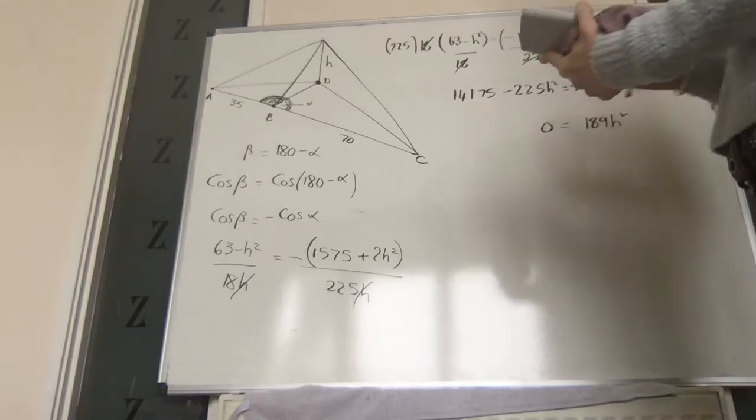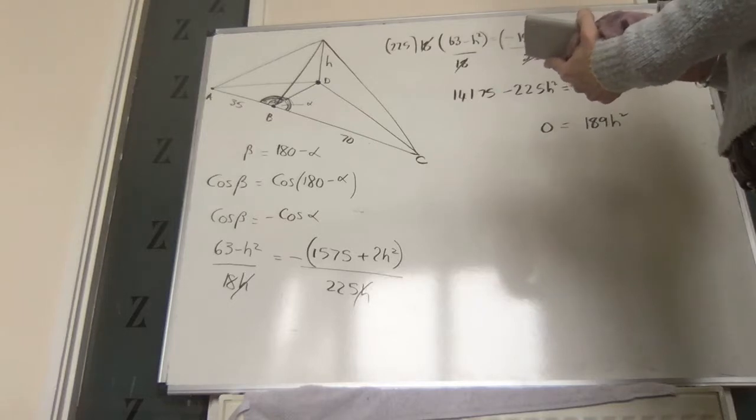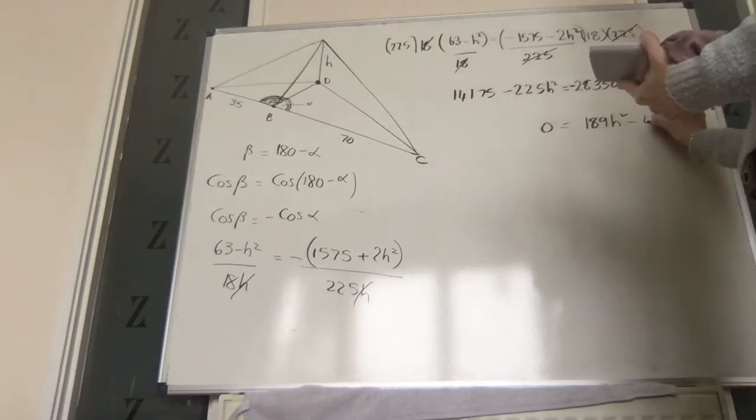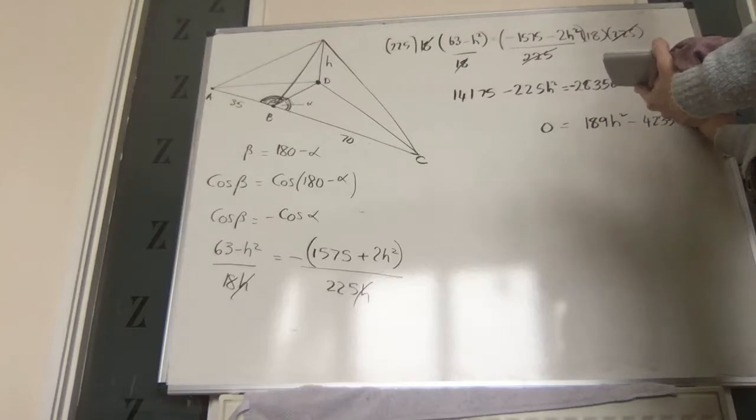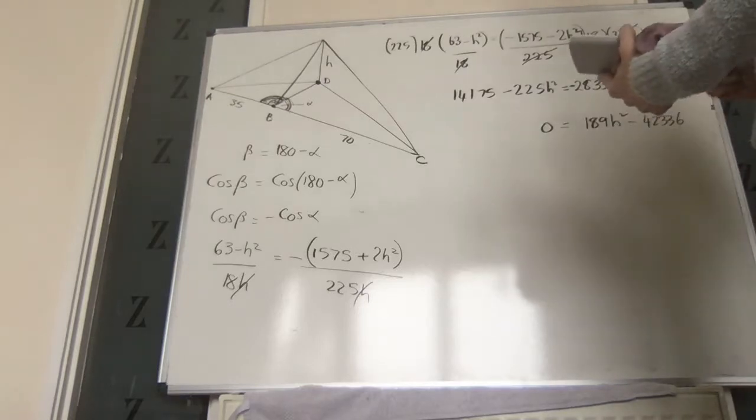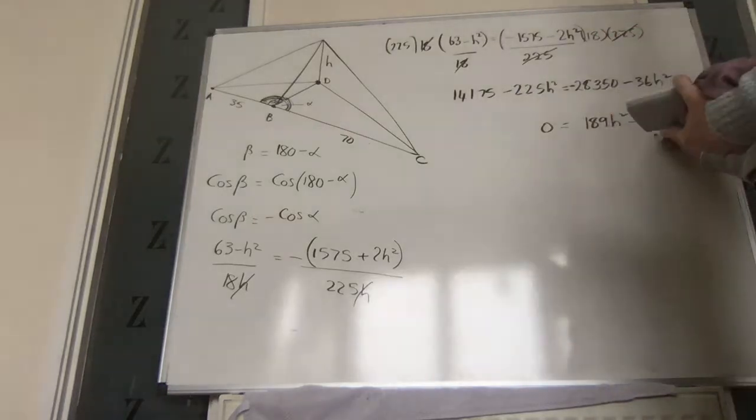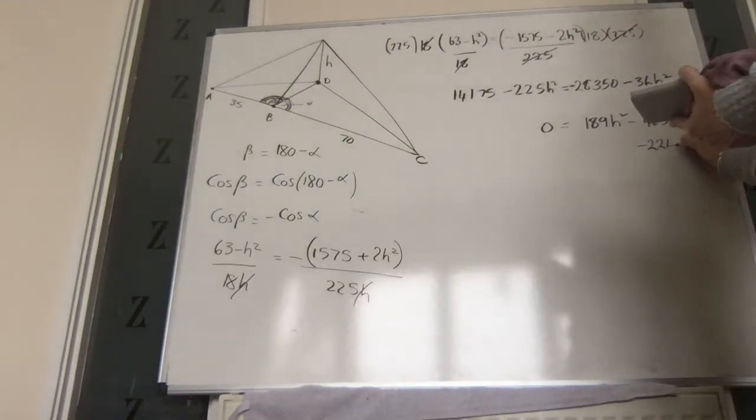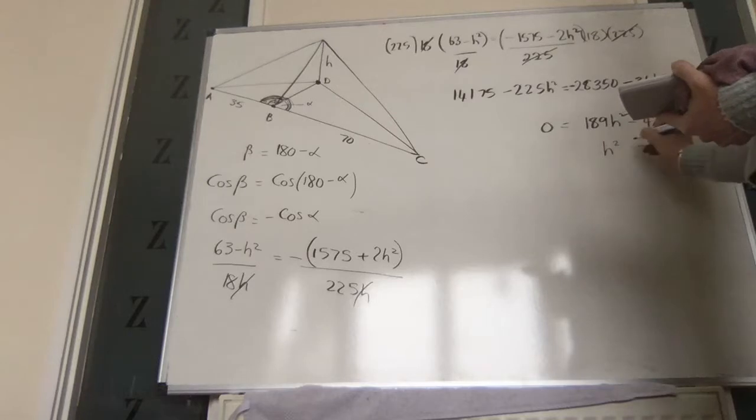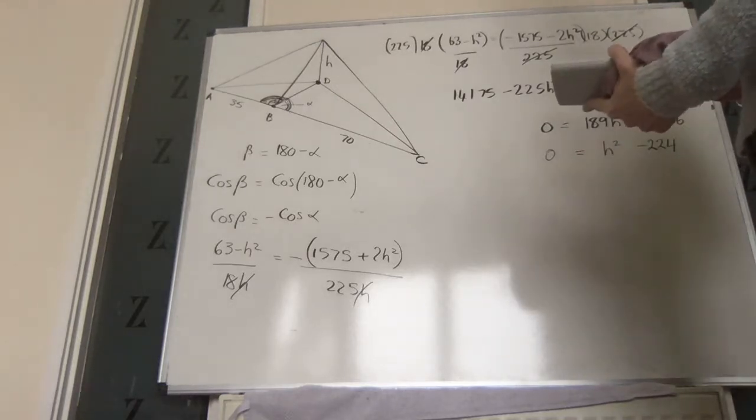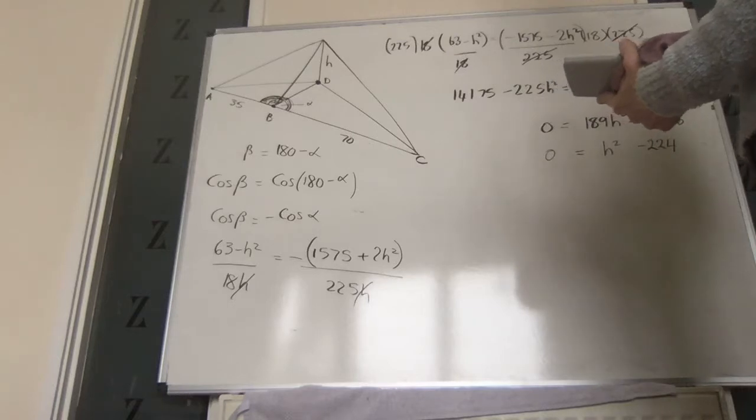and 0 to this side. We have a minus 28350, and we are now going to minus 14175. So we're going to get minus 42336 is equal to 0. Let's just see, does that divide in? Great. That goes in 224. So we have h squared minus 224 is equal to 0. Okay. On square root of 224.